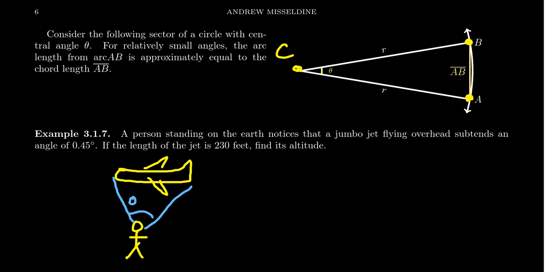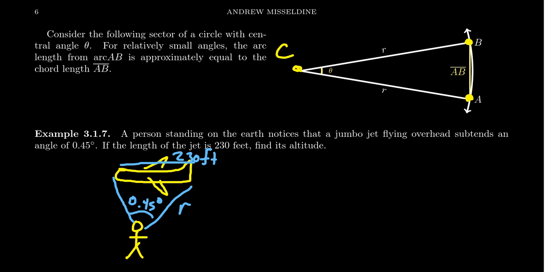This is going to be 0.45 degrees. So it's not even half of 1 degree. So very, very small angle. Also, this person knows the length of the airplane itself is 230 feet. Sort of curious why someone has factual knowledge on the length of a jumbo jet but doesn't know the altitude, but that's beside the point. This is just a trigonometric exercise here. What would then be the radius of this circle where we can see the person as the center of the circle? That's what we want to find here.